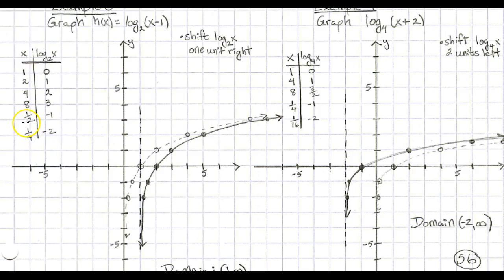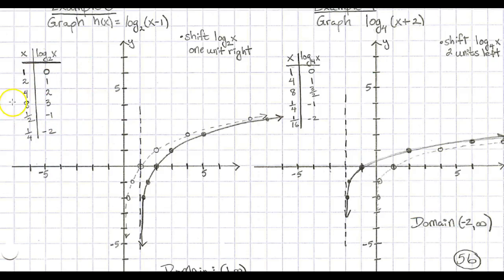If x is a half, 2 to what power equals 1 half? Well, that's 2 to the minus 1, right? Because 2 to the minus 1 is 1 over 2, which is 1 half. And 2 to the minus 2 would be 1 over 2 squared, which is 1/4. So if x is a fourth, then y is minus 2, right? The log base 2 of x would be minus 2.